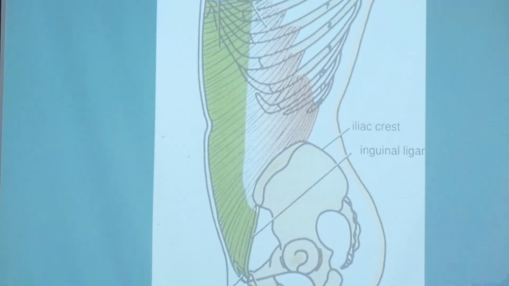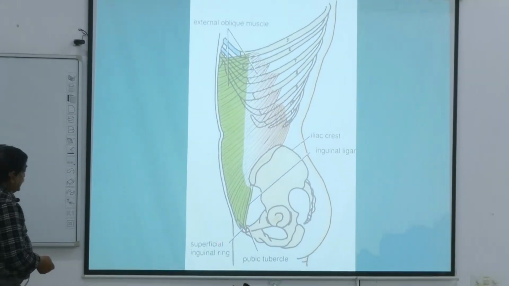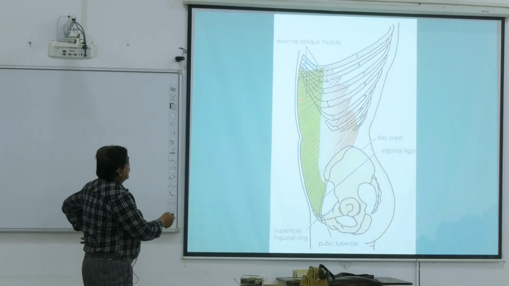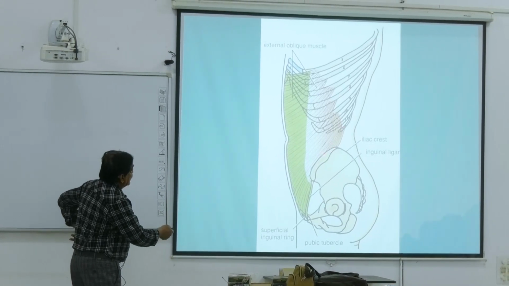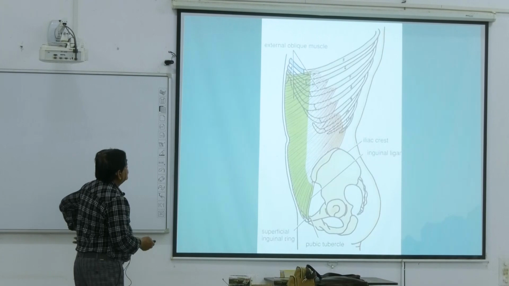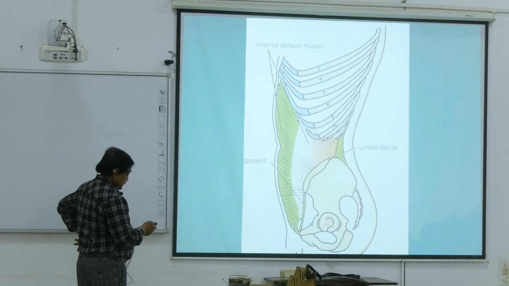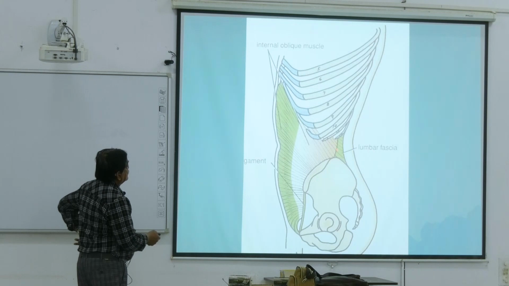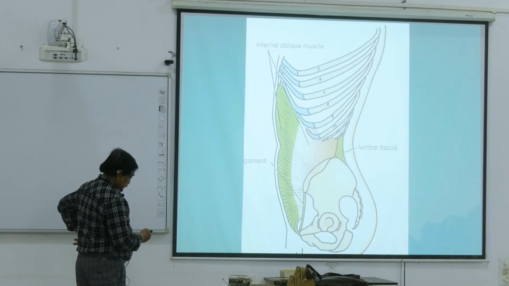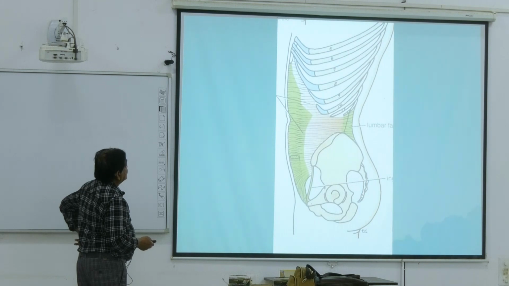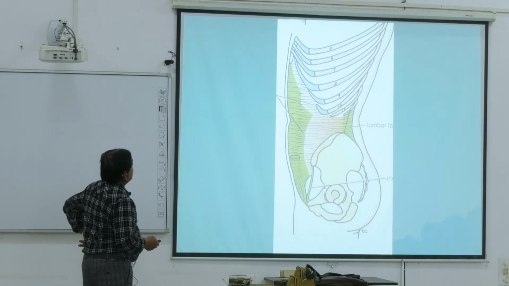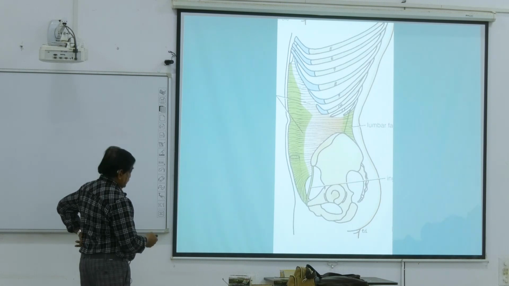See, here the hip bone, the pubic tubercle and the superficial inguinal ring. Now this is the iliac crest. Okay. Now again the internal oblique muscle, see how it is attached. This is the lumbar fossa. This is the rectus.